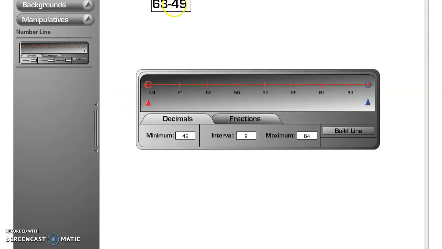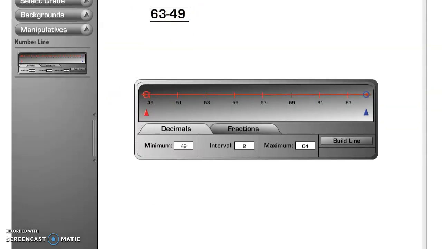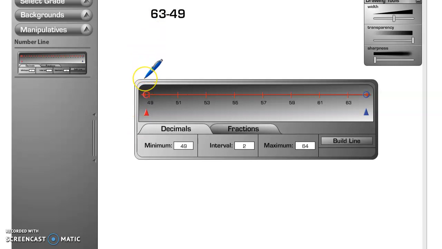So today we're going to be taking math problems like 63 minus 49, and we're going to be making it easier by using strategies that we use daily. So we're going to look at this number line. I see that we're taking 63 and subtracting 49. So first, we are going to start on the number line at 49, and we're going to make jumps to make it easier.